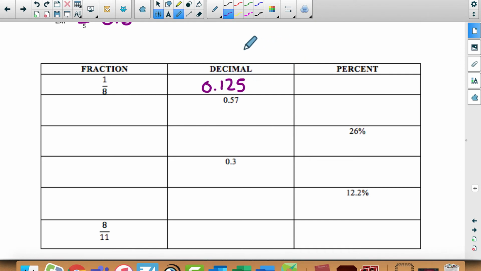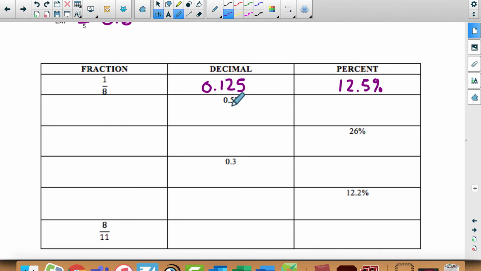0.125. Now, do you remember how to go from decimal to percent? Decimal to percent, you just move the decimal 2 spots to the right. So if I move it 2 spots to the right, I end up with 12.5%. Hey, why don't we do that with this one too?